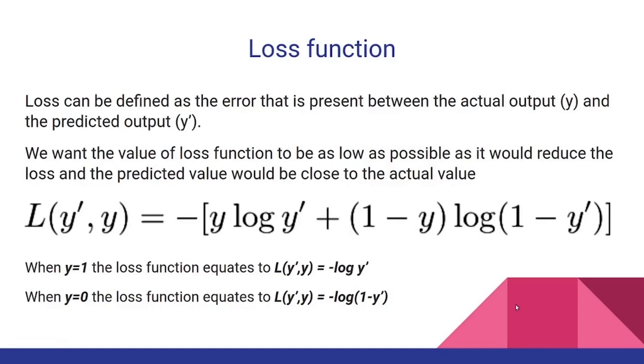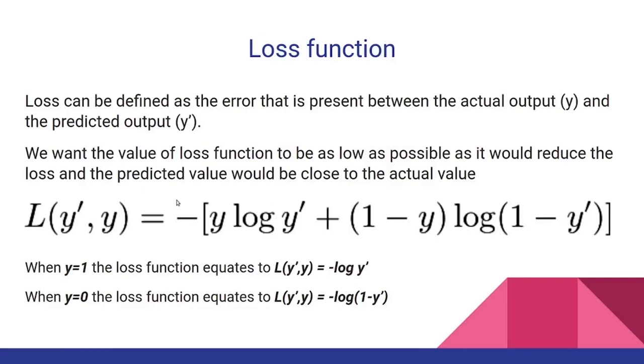So we need to try to make our loss function as low as possible. Our loss function is basically an error function, which gives us the difference between our real value of y and our predicted value of y dash. So the loss function L of y dash comma y is equal to minus (y log y dash plus 1 minus y log 1 minus y dash). This might look like a big equation, but it's actually pretty simple. It's just two very similar terms that are added to each other.